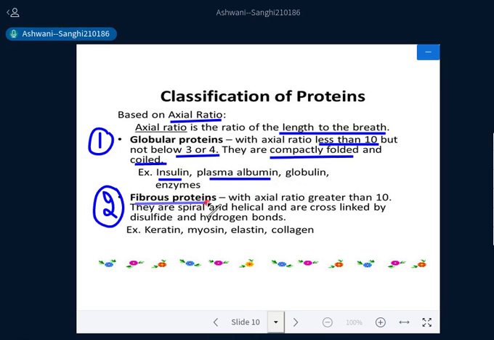Second, fibrous protein, with an axial ratio greater than 10, spiral or helical, or cross-linked by disulfide and hydrogen bonds. Examples: keratin, myosin, elastin, and collagen.